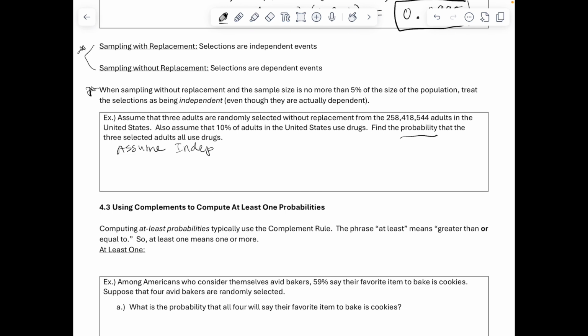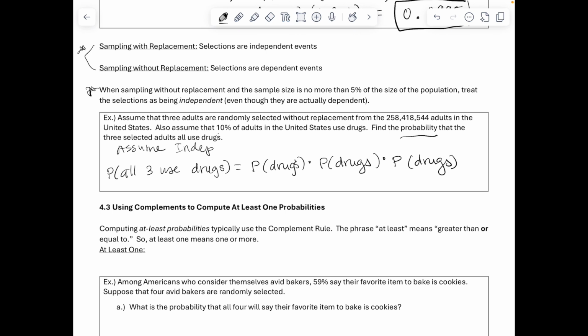Okay, so we're looking for the probability that all 3 use drugs. Using the formula from the previous example and at the bottom of page 5, this is going to be the probability the first uses drugs times the probability the second uses drugs times the probability that the third uses drugs.